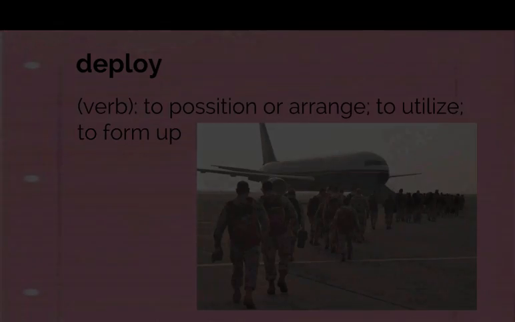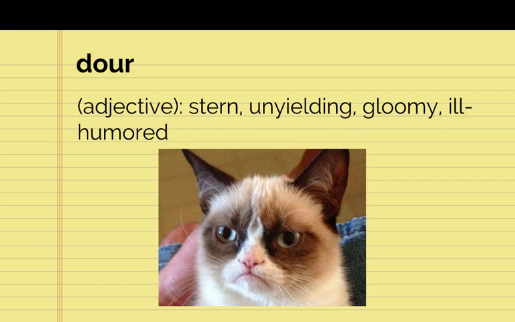Our next word is dour, and I have a little picture of Grumpy Cat for you because he personifies dourness. It means stern, unyielding, gloomy, or ill humor. It reminds me of the word sour, and they kind of mean the same thing except for that dour always refers to somebody's mood. Oftentimes you'll hear spinsters portrayed as dour in literature.